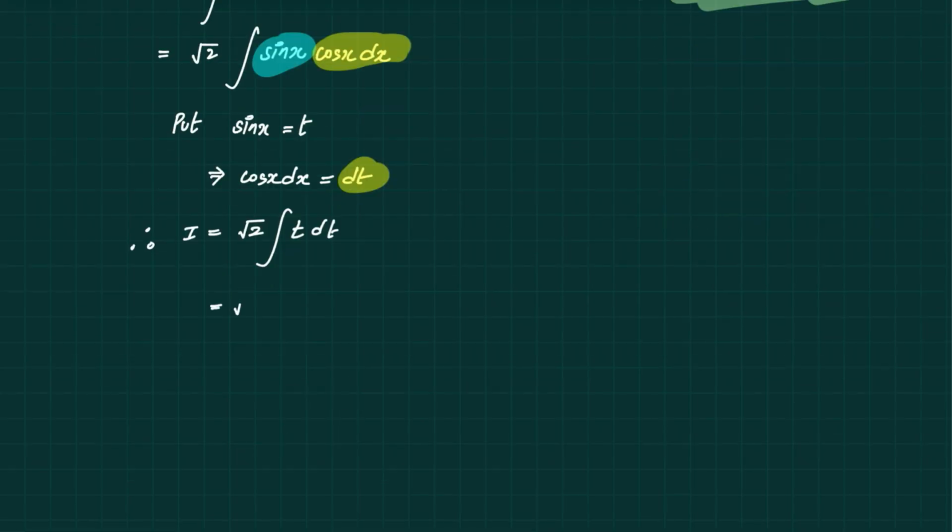So this equals square root of 2 into integration of t, which is t square by 2. Putting back the value of t, we will have sin square x plus c.